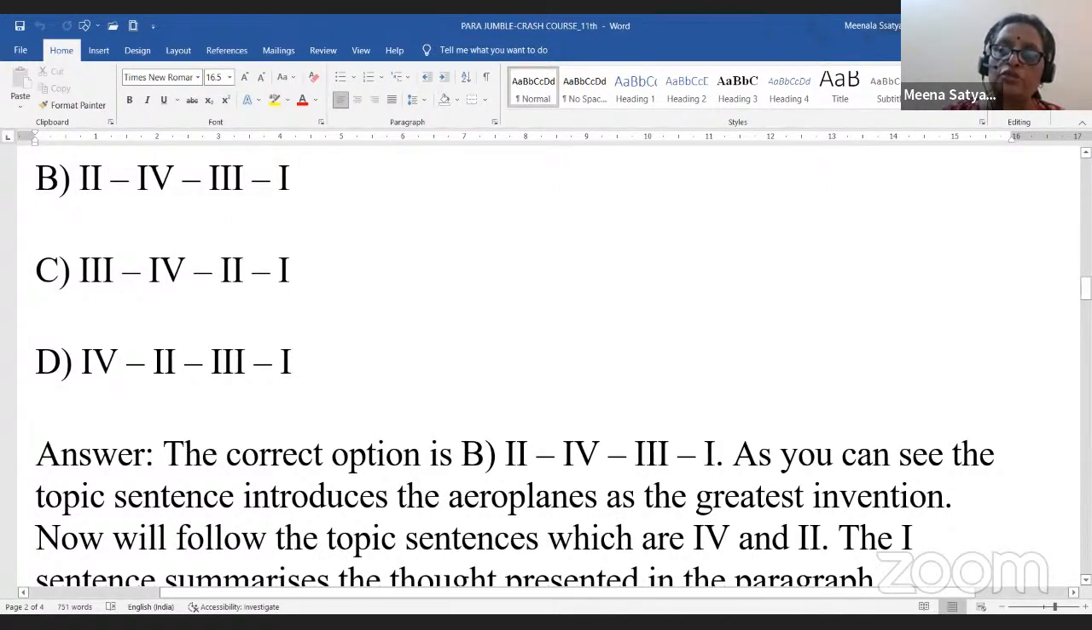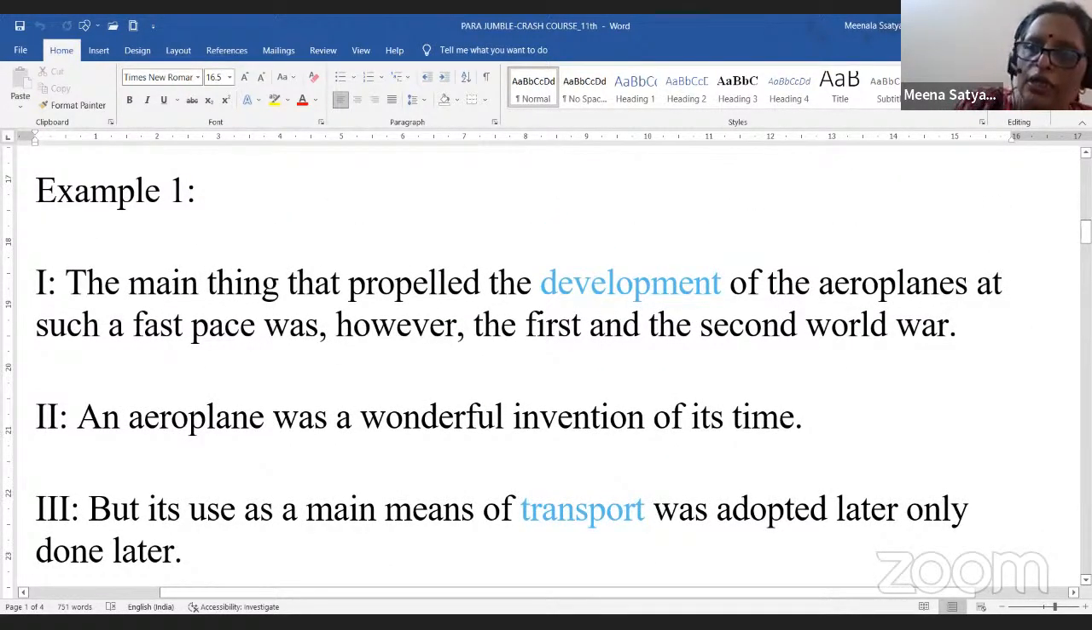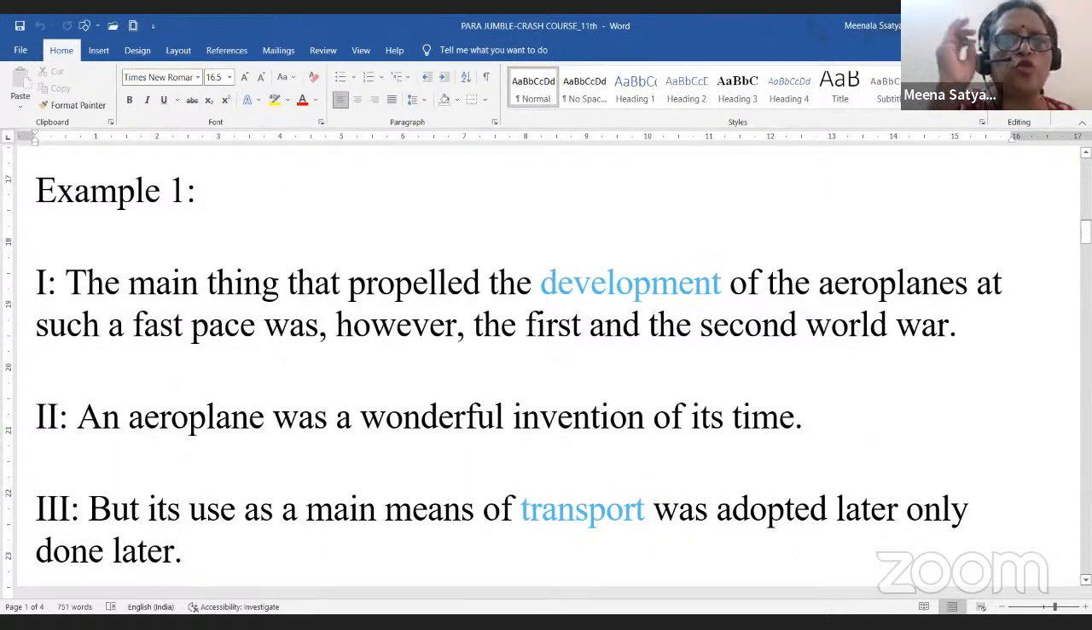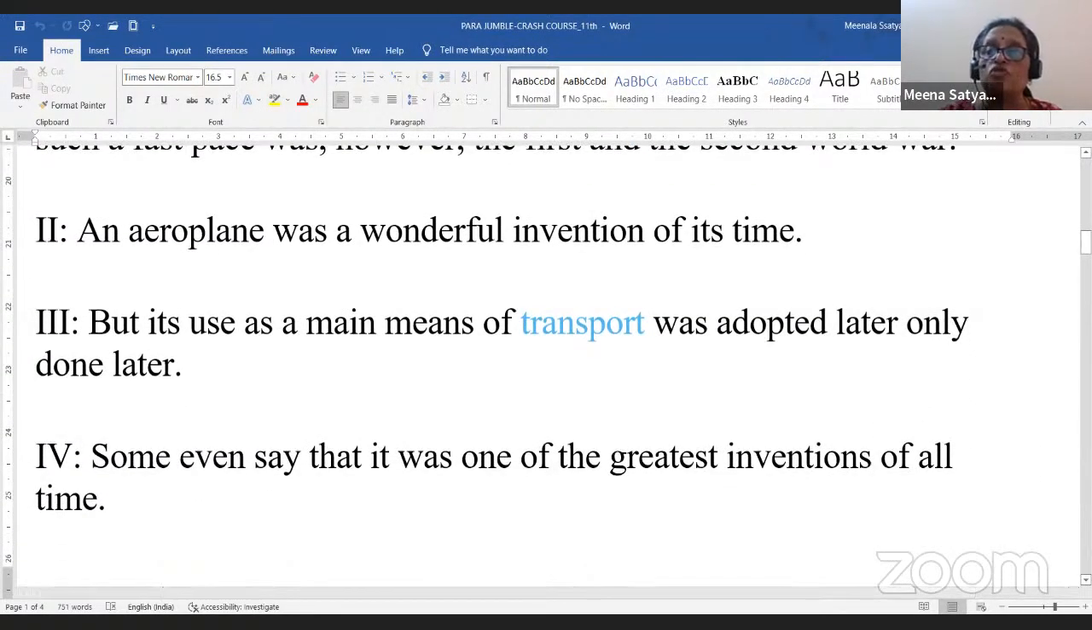Now, why do we say it's B? So let's go back. The second one is the correct sentence. Have you seen the sentences? Now, when you are reading these 4 sentences, immediately you should keep in your mind which is the starting sentence and which is the closing sentence. See the first one: the development of aeroplanes at such a fast rate was the First and Second World War. He's giving you the reason why the aeroplanes developed faster. Then he says, an aeroplane was a wonderful invention of its time. Then when you go to the third one, its main use developed later for public transport. Now, what is the fourth one? He says, it is the greatest invention of all time.